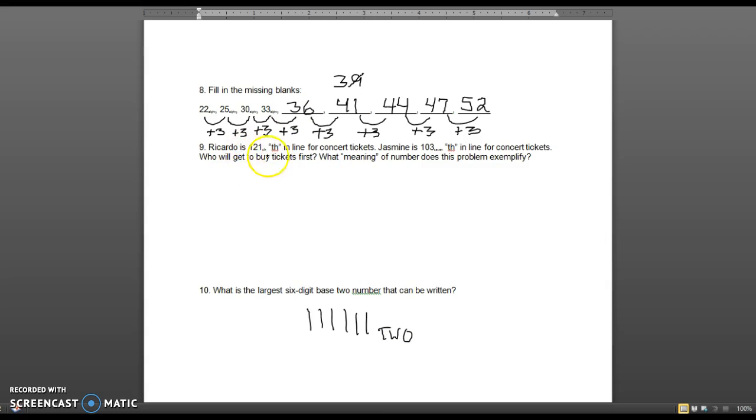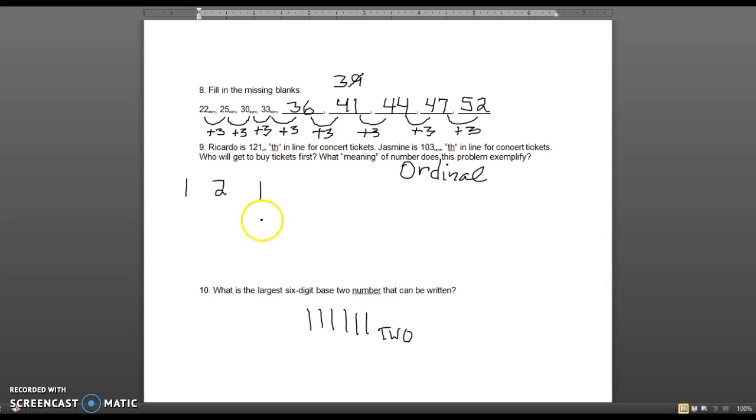Alright, so now I'm kind of trying to fuse 2 different concepts together with this question. So I've got numbers in different bases, and I've got these THs at the end. So this is like talking about first, second, third, fourth, or what have you. And the meaning of these numbers is ordinal. So that's just a review of when I'm talking about the order, where I'm at that place in a line, that's an ordinal use. So I need to know who's going to get to buy the tickets first. So I need to take Ricardo's place in line, which is 1, 2, 1, and he's in base 6.